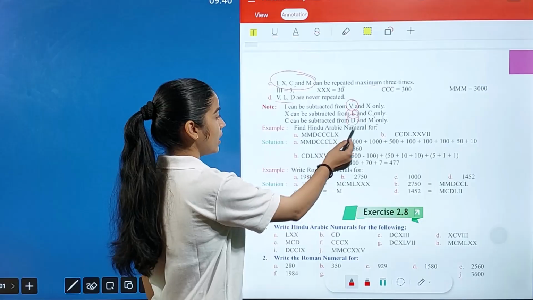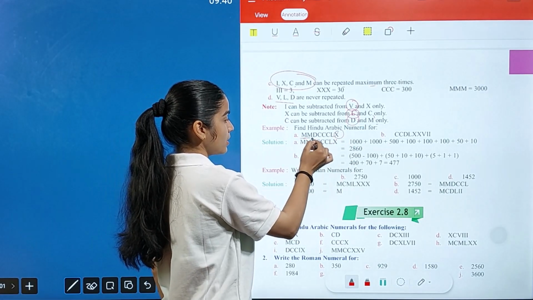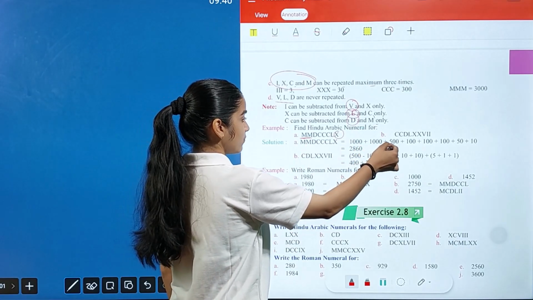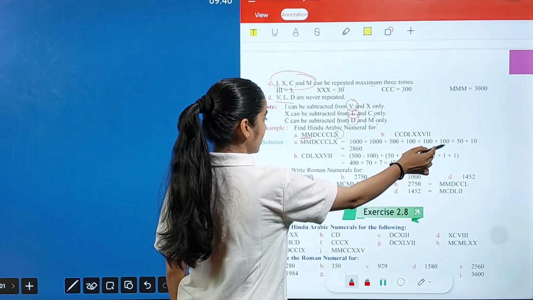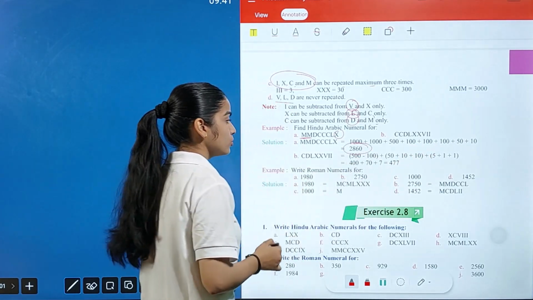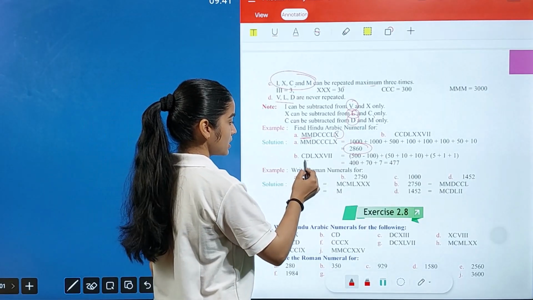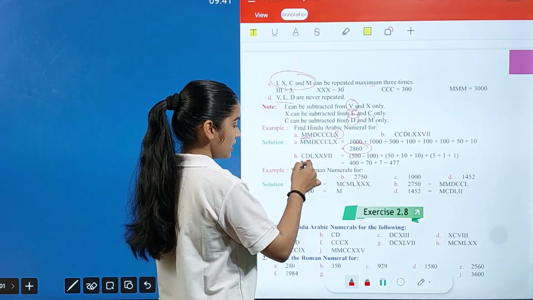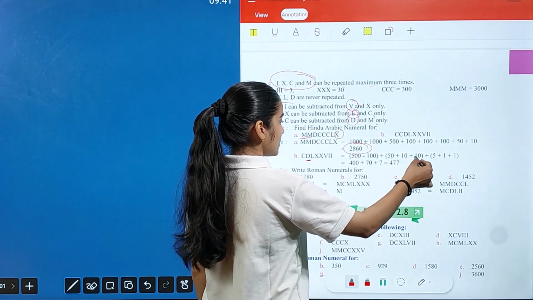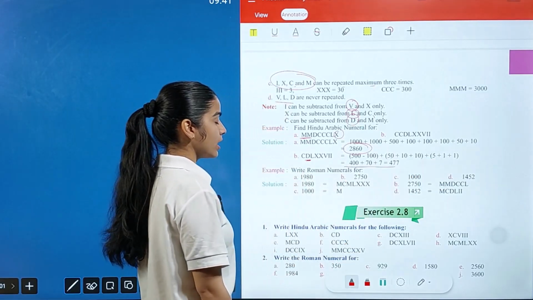So find the Hindu Arabic numeral for this. So this 10, in this case we have bigger numbers on the right hand side, so M, M and D. So 1000, 500, 100, 100, 100 plus 50 plus 10. So we have our answer 2860. But in this case we have smaller numbers. D is greater than C, right? So 500 minus 100 plus 50 plus 10 plus 10, 5 plus 1 plus 1. So your final answer will be 477.